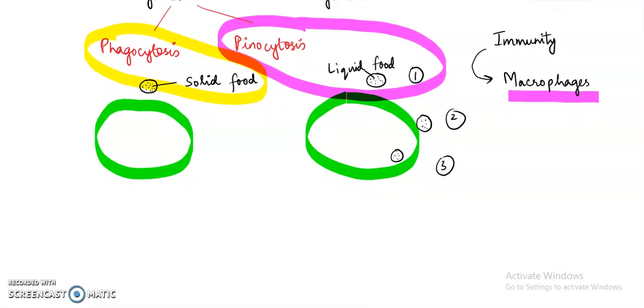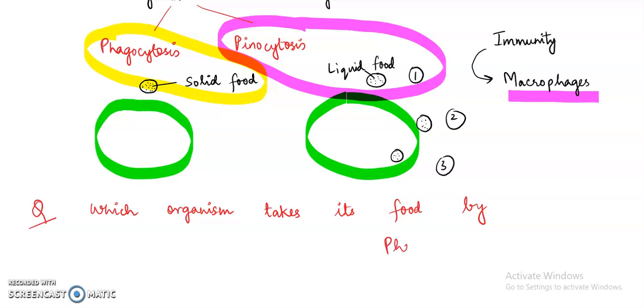Now, the question for this video is: which organism takes its food by phagocytosis? Or you can tell me about endocytosis. Okay, so you have to name just one organism that can take the food through endocytosis, or if you know about phagocytosis, you can give any one example.